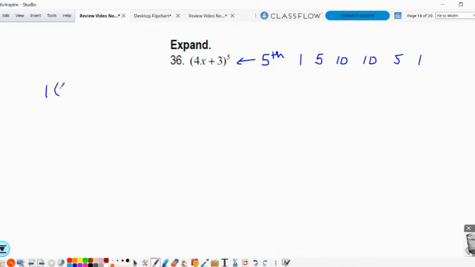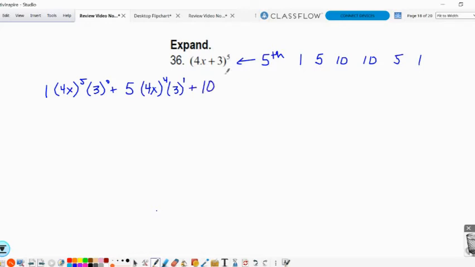So we're going to take that first term, which is 4x, and raise that to the fifth power, times our second term, 3 to the power of 0. 5 plus 0 is 5, so we're good there. Then our next coefficient from Pascal's triangle, which is 5, we're going to decrease the power on the first term of our binomial by 1 and increase the power on the second term of our binomial by 1, and then 4 plus 1 still equals 5.